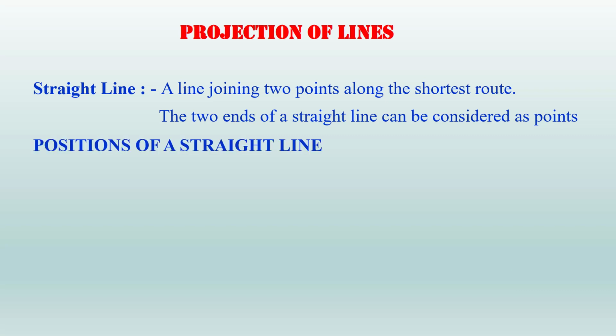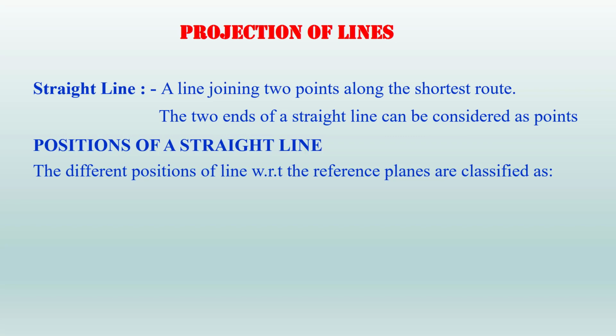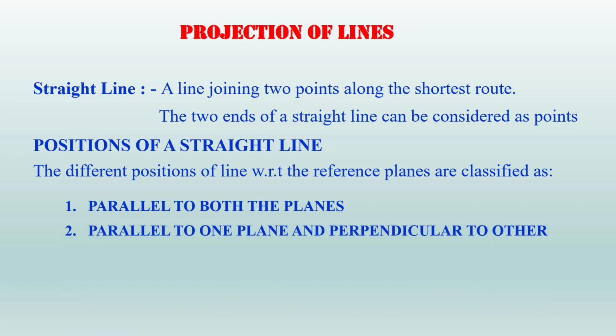Now, we know that a straight line can occupy an infinite number of positions in space with respect to the reference planes. We can classify the various positions into 4 different cases. The first one, the line parallel to both the reference planes. That is the line which is parallel to both horizontal plane as well as the vertical plane. The second case is the line will be parallel to any one of the plane, either HP or VP, and it will be perpendicular to the other one.